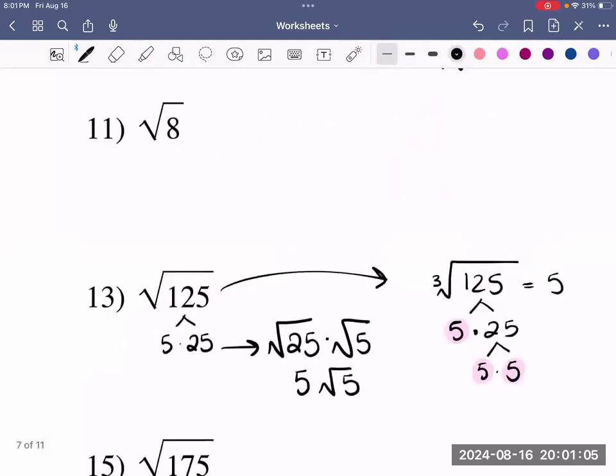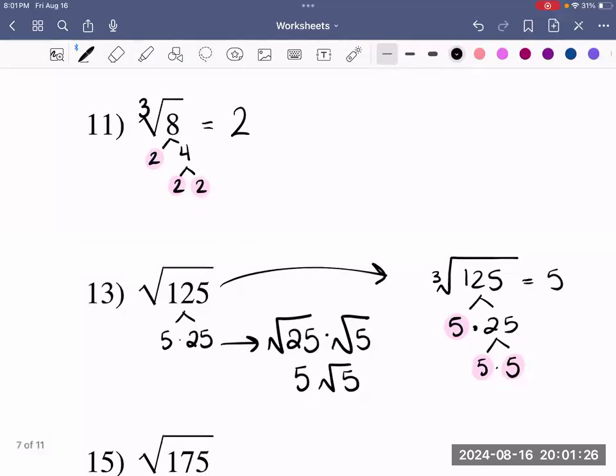And let's change it. Let's do the same thing with the cubed root of 8. So pause the video and see what you come up with. Well, 8 is 2 and 4, and 4 is 2 and 2. So right there you have 3 of the same number. So that means 8 must be a perfect cube, which equals 2.